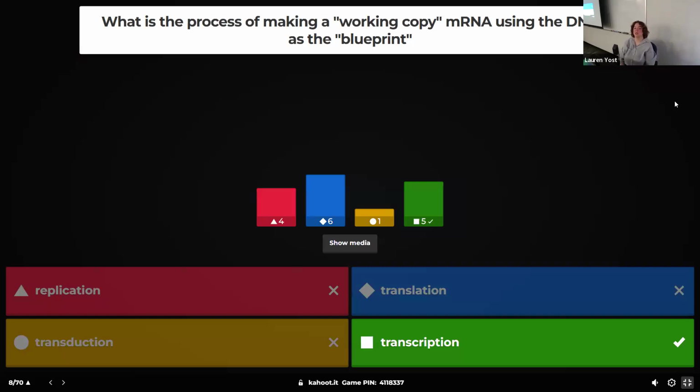All right, so this is the process called transcription. So let's go through all of these because these are all important. We have to know what they all are. Replication is making copies of DNA to DNA. Transcription is making RNA from DNA. Translation is making protein from RNA. And then transduction is what happens whenever a virus inserts its genome and gives you new traits, resulting in lysogenic conversion.